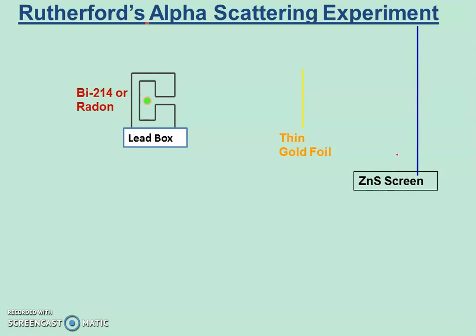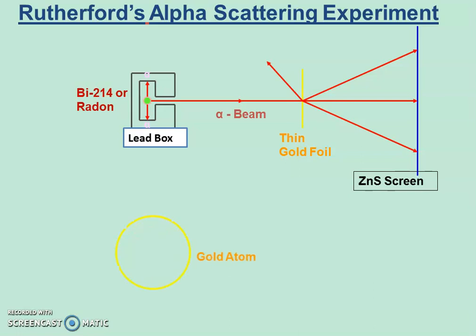Then he took the screen. That screen was coated with ZnS, zinc sulfide, which acts as the detector, right? Then alpha particles came from the radioactive substance, struck the gold foil, and were scattered in different directions, right? These are all the possible directions. Few particles were deflected by 180 degrees also.